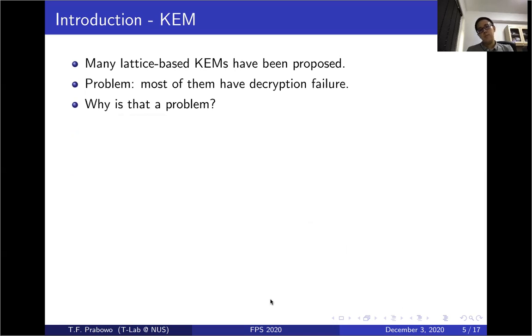So why is that a problem? Of course, it's an inconvenience, because the two parties thought they shared the same key, but it turns out they don't. What they can do is repeat the process again and hope that when they repeat it, they don't hit the decryption failure again.